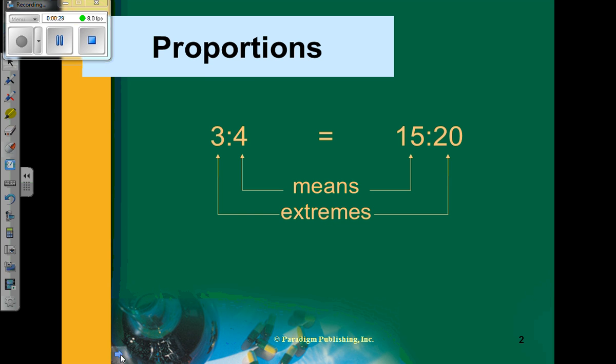In a proportion, you have four numbers. The means are the second and third numbers, and the extremes are the outer numbers, which are your first and fourth numbers. Just remember, the product of your extremes must always equal the product of your means.